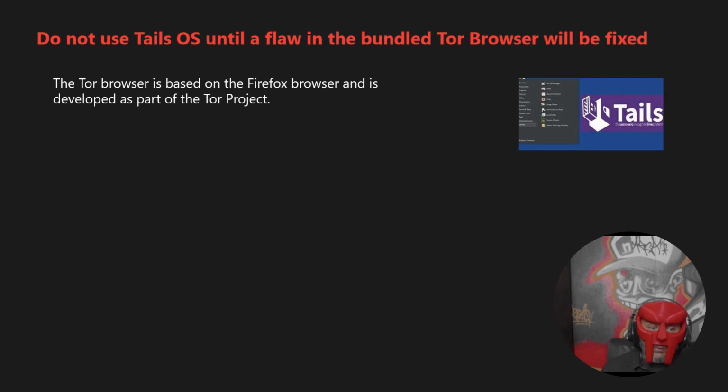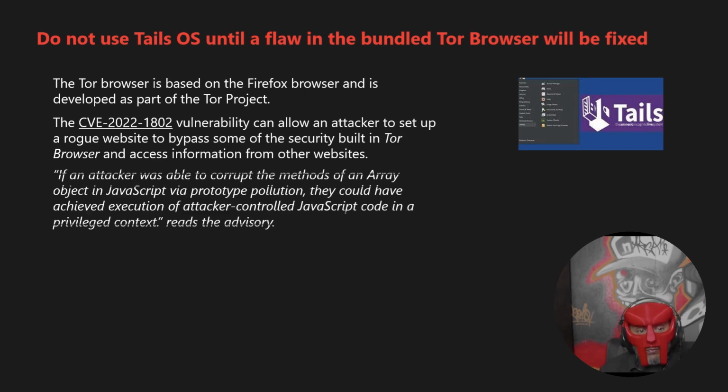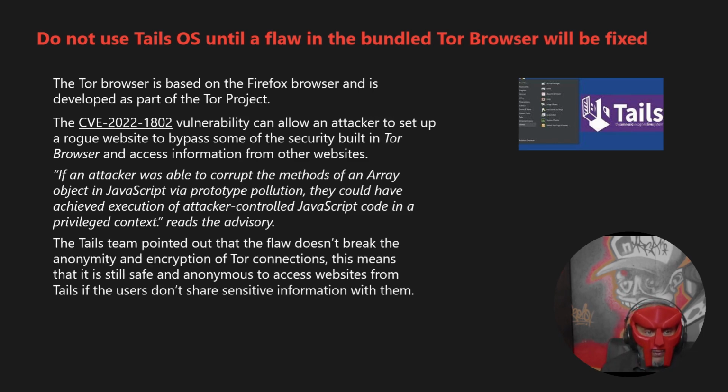The Tor browser is based on the Firefox browser and is developed as part of the Tor project. The CVE-2022-1802 vulnerability can allow an attacker to set up a rogue website to bypass some of the security built into Tor Browser and access information from other websites. "If an attacker was able to corrupt the methods of an array object in JavaScript via prototype pollution, they could have achieved execution of attacker-controlled JavaScript code in a privileged context," reads the advisory.